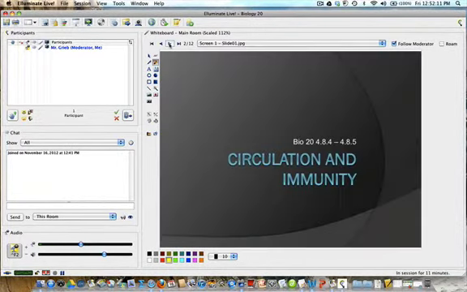Anyway, this finishes our discussion of cell-mediated immunity. I'm hitting the button.